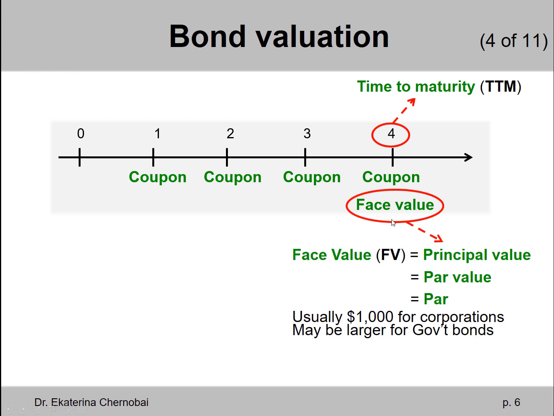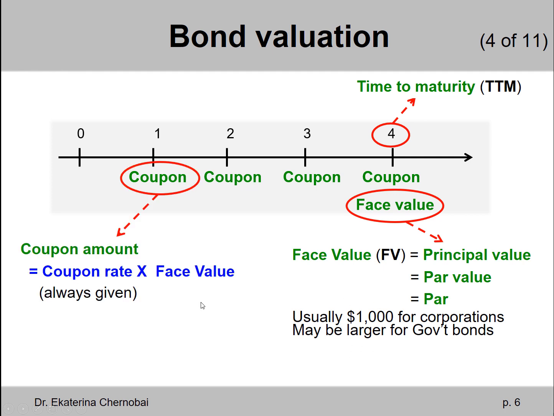Face value can also be called the principal value or the par value or simply par. And in most of our examples, we will be using $1,000. So even if it's not given, you should always assume that the face value is equal to $1,000. And this is true for most corporate and government bonds. Some government bonds have a much larger face value, but unless specified, you should assume $1,000.